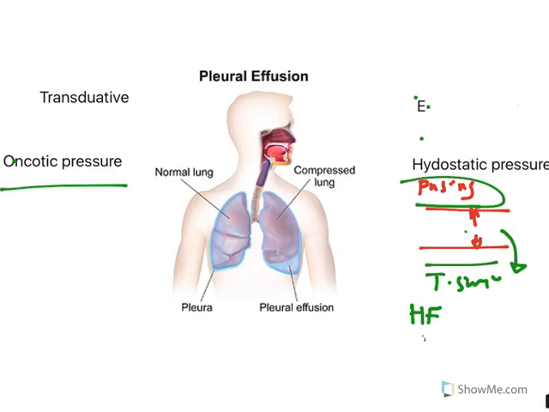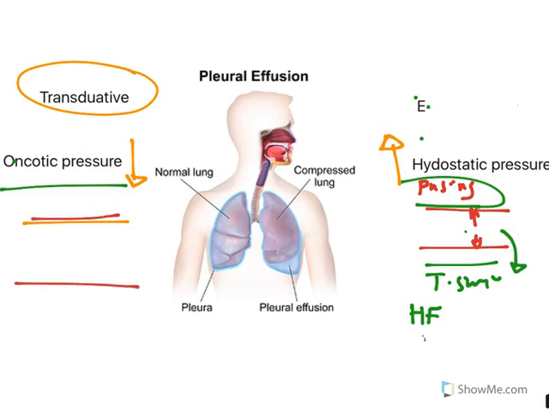Then there is oncotic pressure. The hydrostatic pressure will increase, while the oncotic pressure will decrease, and that will cause a transudative problem. So what will cause oncotic pressure to decrease? We have to know first what makes oncotic pressure. Oncotic pressure is formed because we have albumin inside the blood. Albumin is made by the liver.